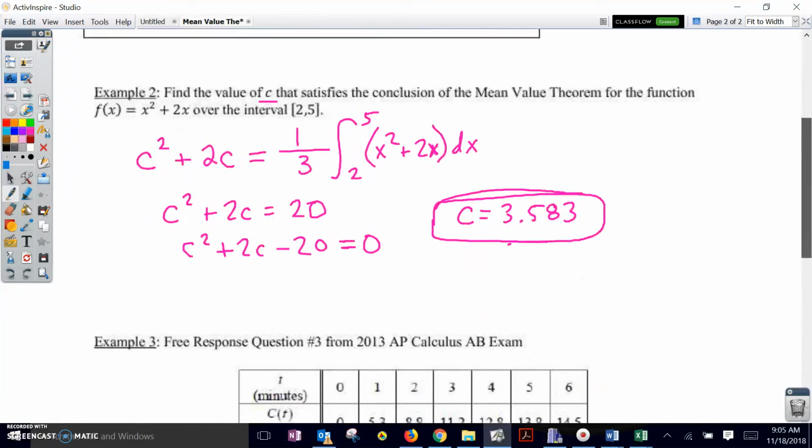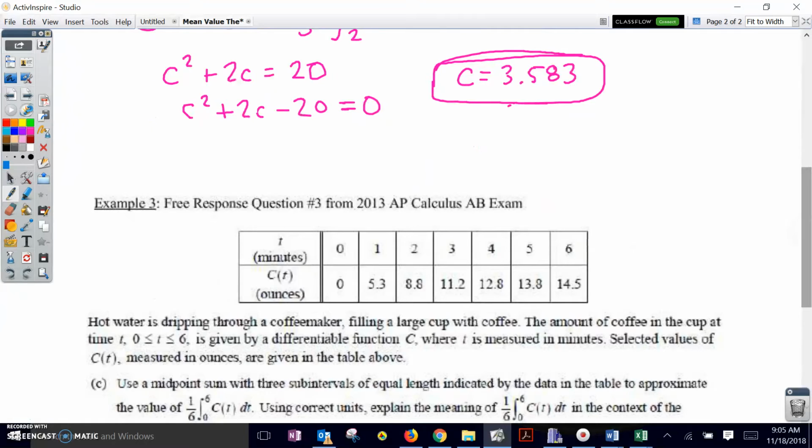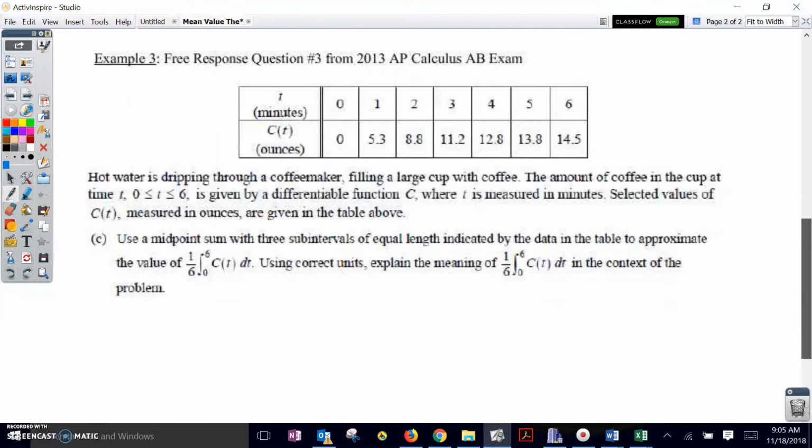And our last example for this lesson comes from free response question number 3 from the 2013 AP Calculus AB exam. We've got this coffee pot. Hot water is dripping through a coffee maker, filling a large cup with coffee. The amount of coffee in the cup at time t from 0 to 6 is given by a differentiable function c, where t is measured in minutes. Selected values of c of t measured in ounces are given in the table above.